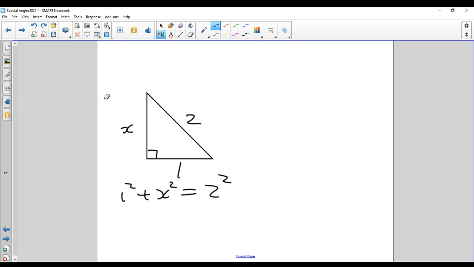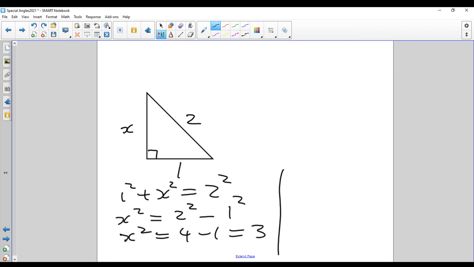So x squared is equal to the 2 squared minus the 1 squared. So it looks like it's 4 minus 1, which is, of course, equal to 3. So therefore, x is equal to the square root of 3. As you know, if x squared is equal to something, then x itself is equal to the square root of that thing. And we're going to leave it as the square root of 3.